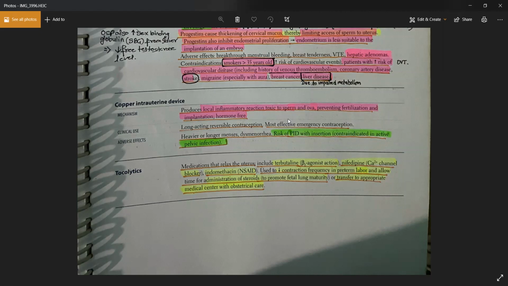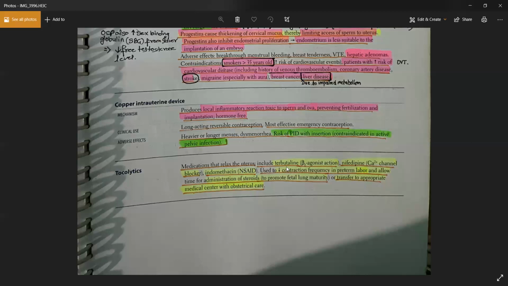Now you have the tocolytics, and the function of tocolytics is to cause a relaxation in the uterus. So every smooth muscle relaxing agent, that means a calcium channel blocker or maybe an alpha antagonist, maybe NSAIDs, which are the prostaglandin inhibitors, and the beta-2 agonists, they all can cause smooth muscle relaxation. So they all will act as a tocolytic.